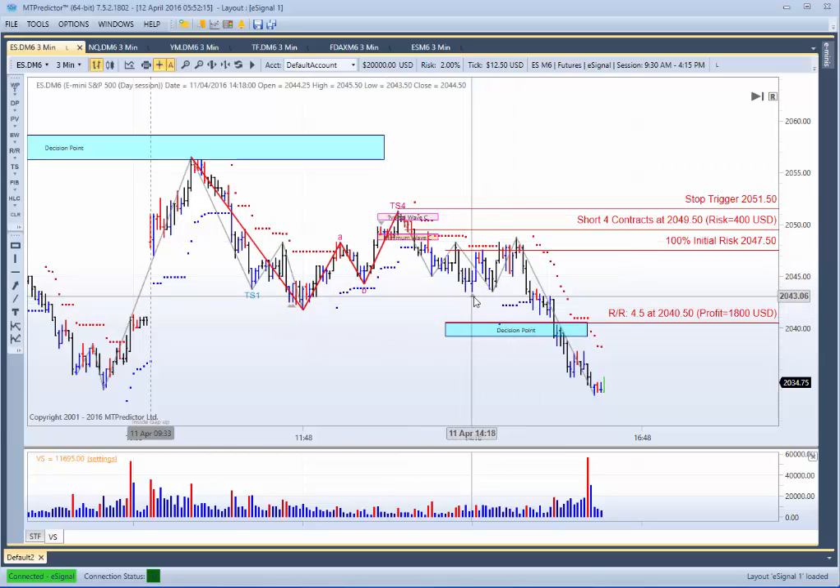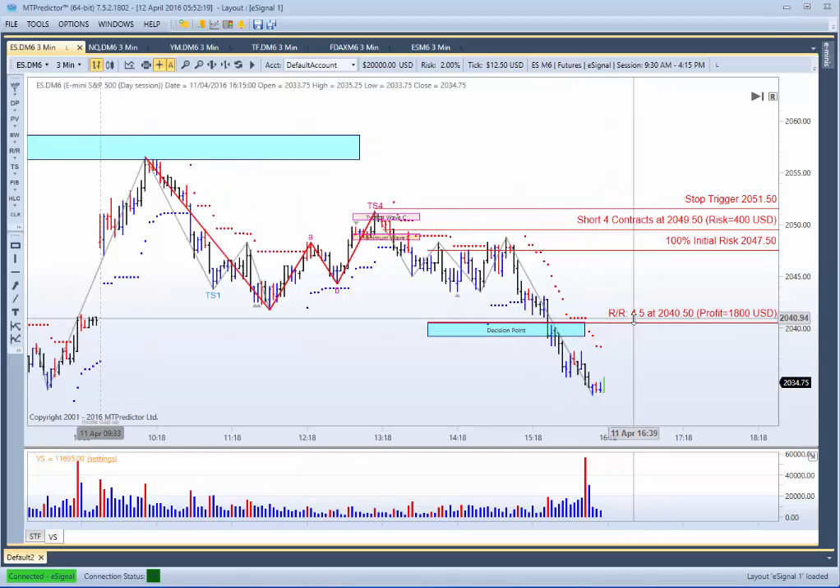Remember, we're not looking for buy setups, we're looking to go short, and even at the first target the profit will be plus 4.5R, much greater than the loss previously. So a very, very good trade.